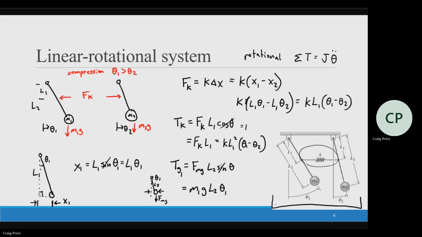Anyways, what were some of the main points we talked about? Translational to rotational, making sure that if it is a sum of torques, everything is in torque. So that means first defining my spring force. That's a difference between two. This is all based on the small angle approximation. Just be careful of what my perpendicular distance is. What's my moment arm? So force times distance equals torque.